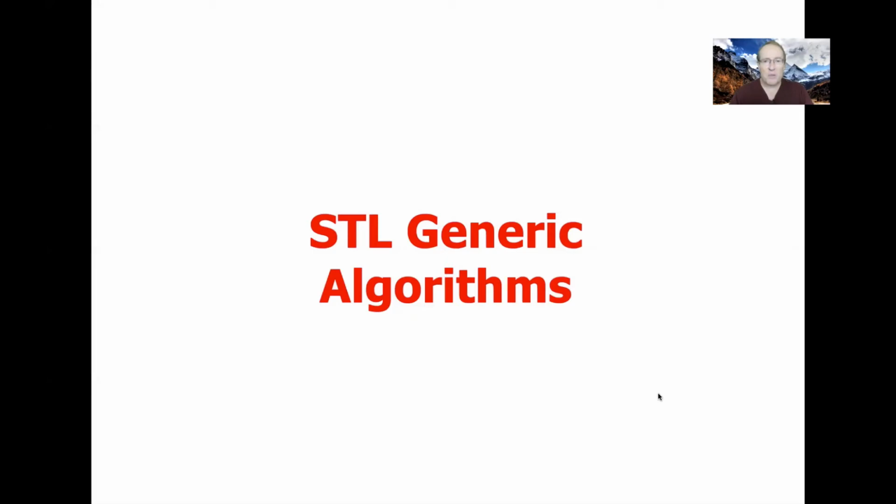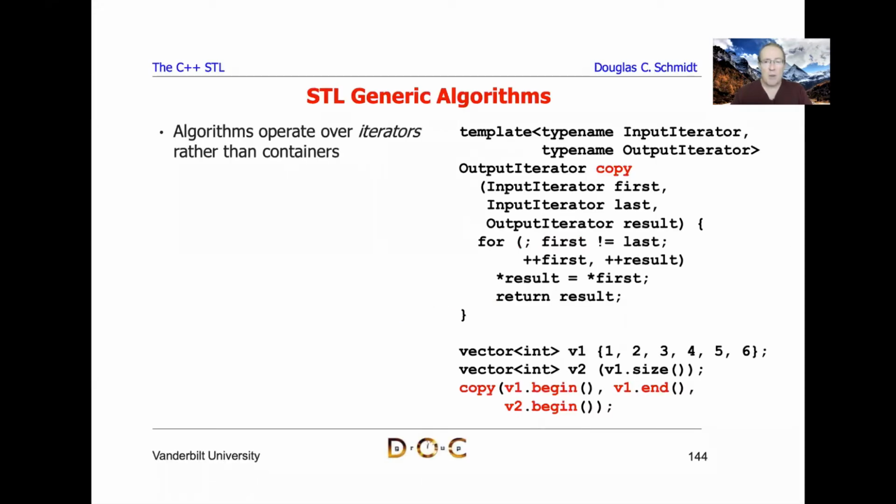So the topic we're going to begin discussing today is generic algorithms in STL, and we'll see what they do and how they work. Keep in mind that in STL, all the algorithms operate over iterators rather than containers. And that's by design, and we'll talk more about that in a second.